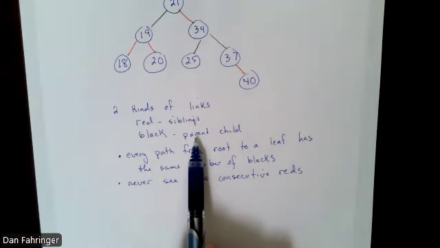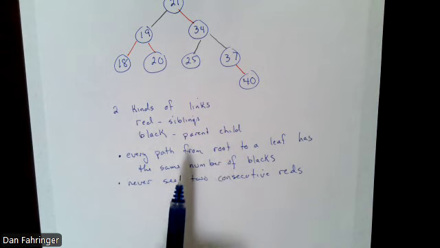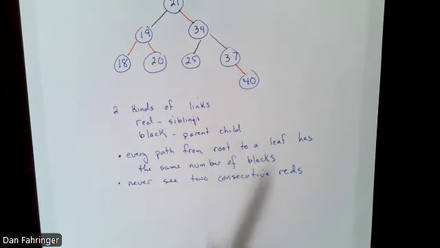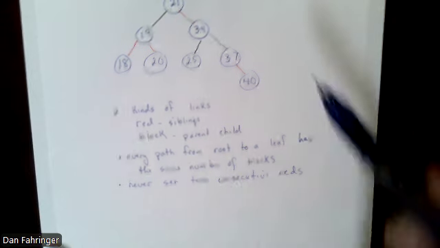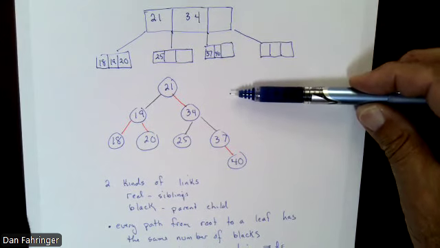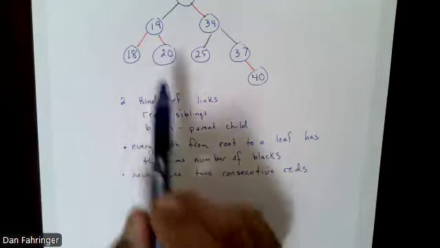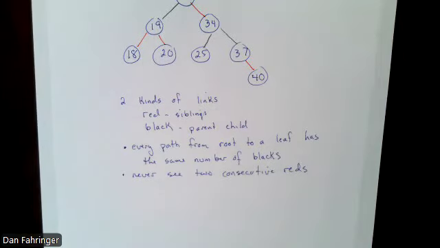So there's two kinds of links. Reds are sibling, blacks are parent child. Every path from the root, 21, to any leaf has the same number of blacks. And because we have two levels here, we'll only have one black going down. If we had a third level, we'd see two blacks. And you'll never see two consecutive reds. You can see how the reds will always follow. Excellent. All right, let's take a couple of numbers and see how we go.